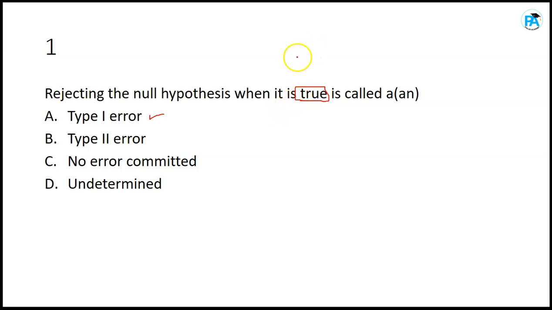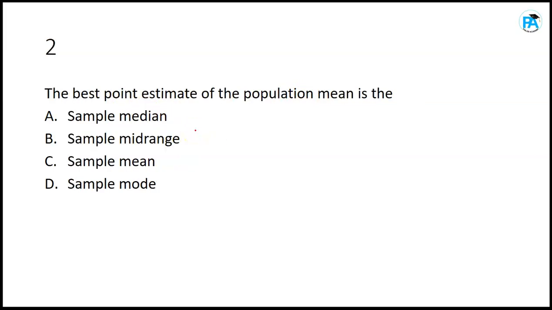If it is false and you fail to reject it, it is type 2 error. You know, if the null hypothesis is false, you have to reject it, and you fail to reject it, you've committed type 2 error. When the null hypothesis is true, you were supposed to accept it, but you rather rejected it, so you've committed type 1 error. Is that clear? Yeah. So let's proceed to question 2.